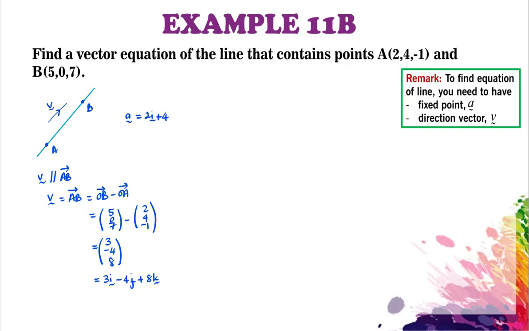For the fixed point, we will choose the first point, which is point A. Then we substitute these two vectors into the vector equation. So we're going to have r equal to 2i plus 4j minus k plus t times 3i minus 4j plus 8k. Easy, right? So we can move to the next example.